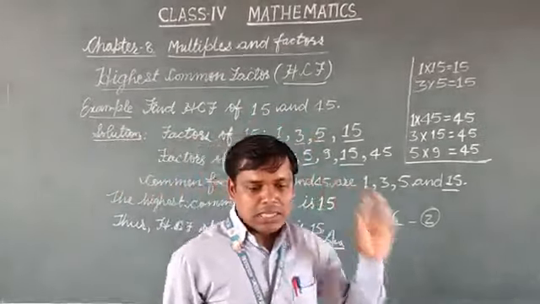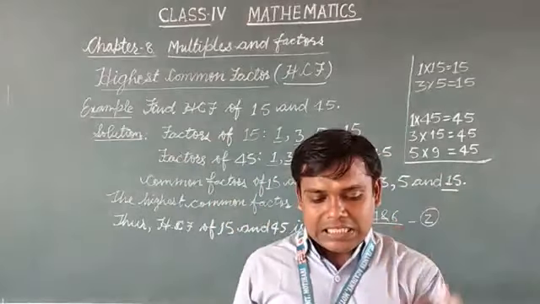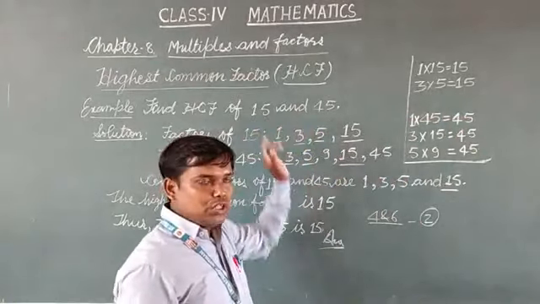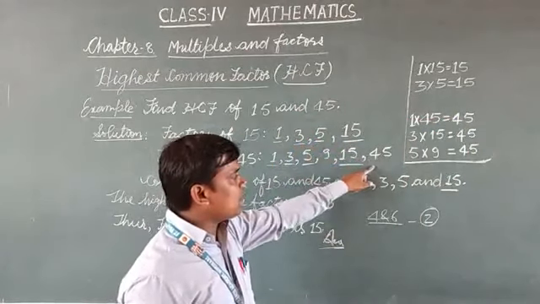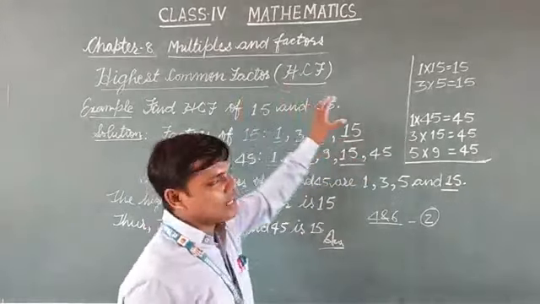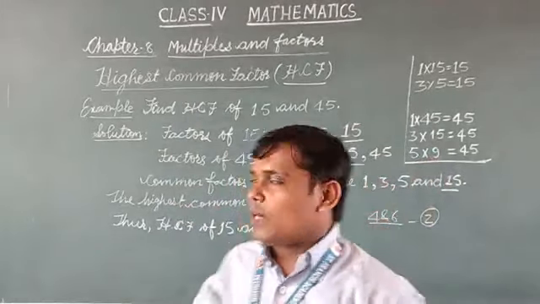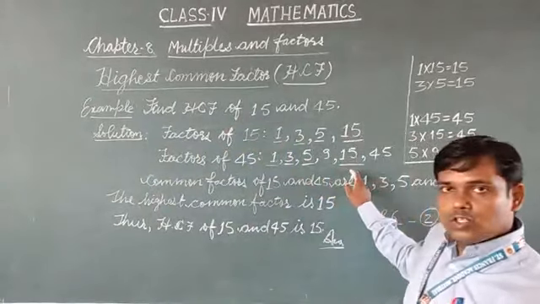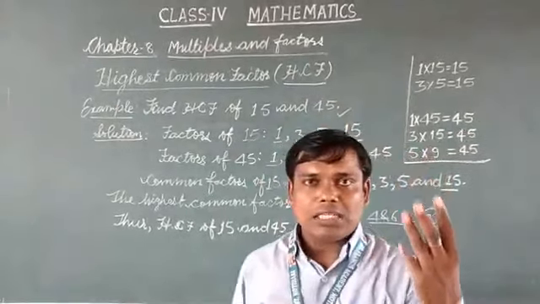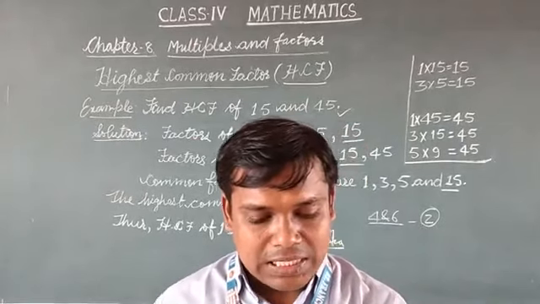And the third property is, if one number is a factor of another number, then HCF is the smaller number itself. Here is the example. In these two, you observe that 15 is a factor of 45, so 15 is the HCF of 15 and 45. These two numbers are given to us, and it is asking to write the HCF of these two numbers. So we observe that 15 is one of the factors of 45. So 15 will be the HCF of 15 and 45. So you have to learn three properties of HCF.